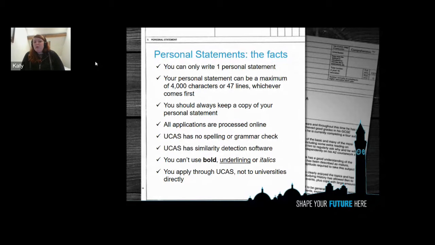And just to remind you, you apply through UCAS, not directly to university. So it's slightly different to some other colleges overseas. You do actually apply through UCAS, not directly to the universities. And it is just 5 universities that you'll apply for.